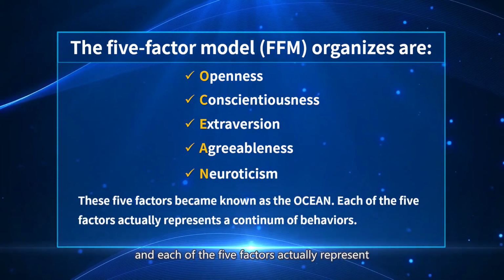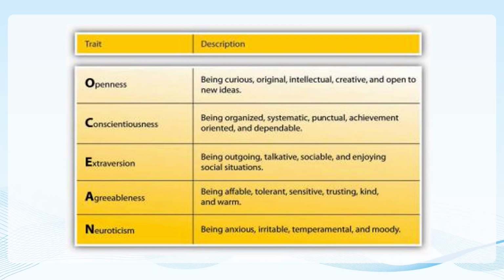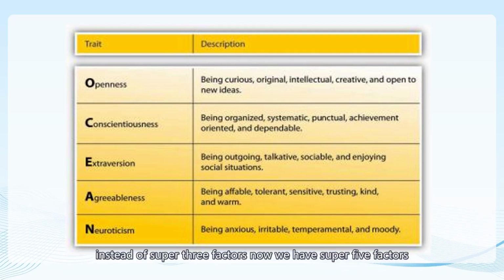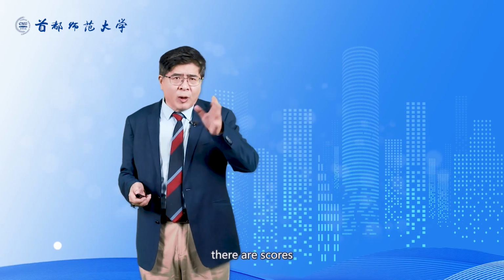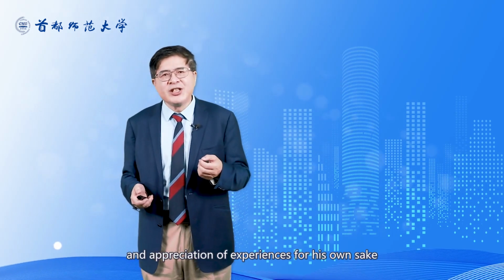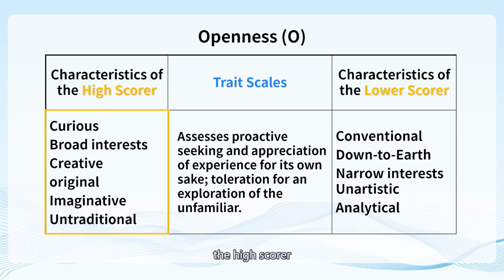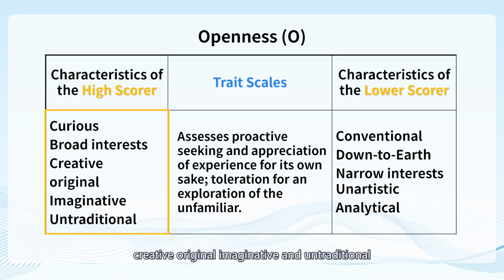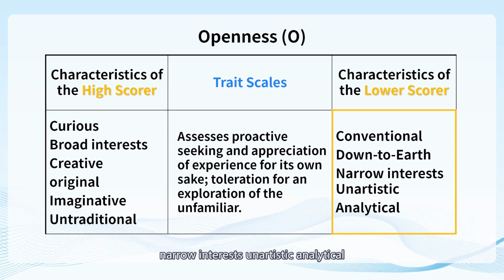And each of the 5 factors actually represents a continuum of behaviors. And here are some of the characteristics within each category. You can see, and I don't have to read out, instead of having super 3 factors, now we have super 5 factors. But it's a lot better than super 16. It's too many. There are scores, tests to look at the Big Five, and openness assesses proactive seeking and appreciation of experiences for its own sake. All right? And on the higher end, the high scorers are typically curious, broad interests, creative, original, imaginative, and untraditional. Whereas for low scorers, it's the conventional, down-to-earth, narrow interests, artistic, analytical.